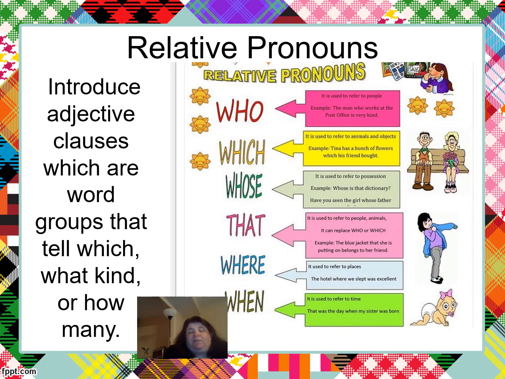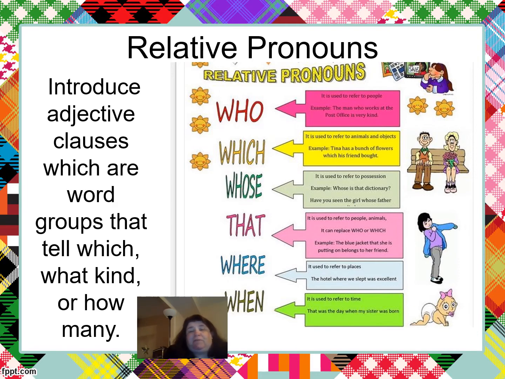Then if we look at the word which, it is used to refer to animals and objects. He has bought a bunch of flowers, which his friend bought. It's referring to animals and objects.